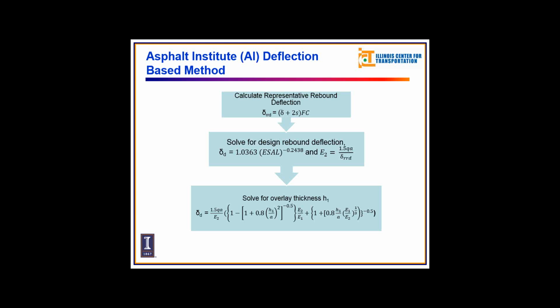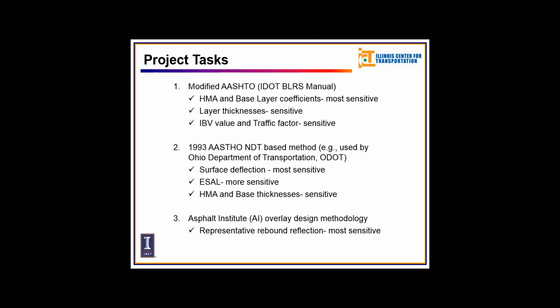This is what the Asphalt Institute deflection-based method does. Basically, what it needs is Benkelman beam deflection measurements, and then it needs projected overlay traffic, temperature adjustment factor, and critical period adjustment factor. Then it has a bunch of nomographs and equations and everything to solve for the overlay thickness requirements. So after we did all the sensitivity analysis, I'm just showing you the results.